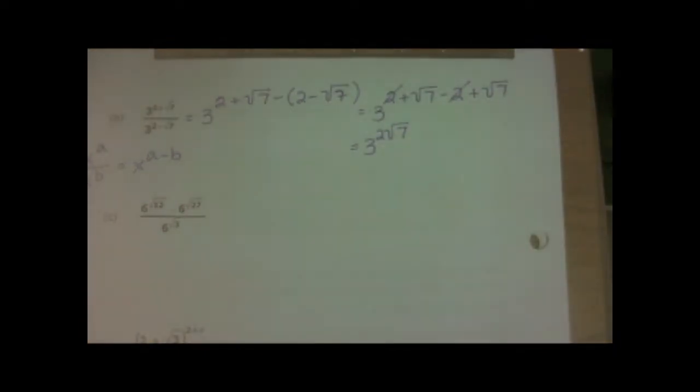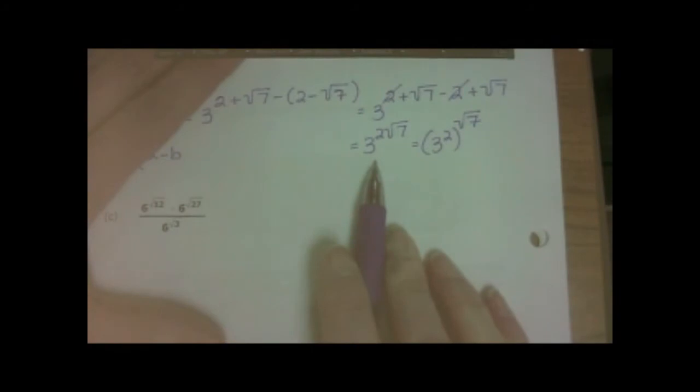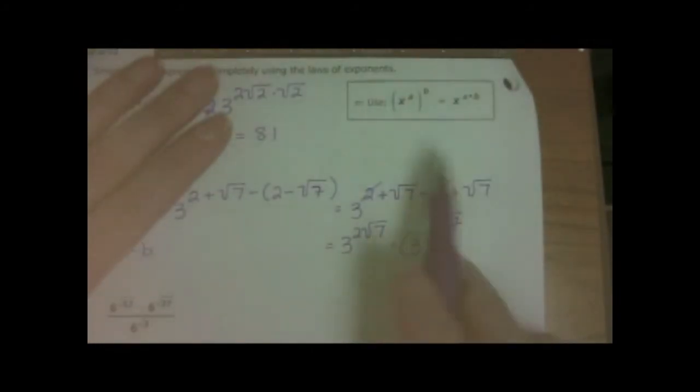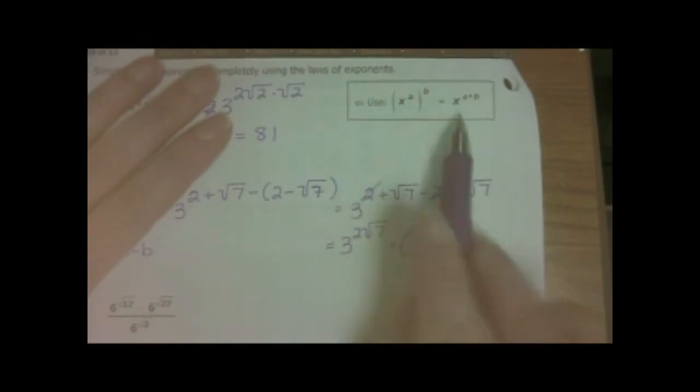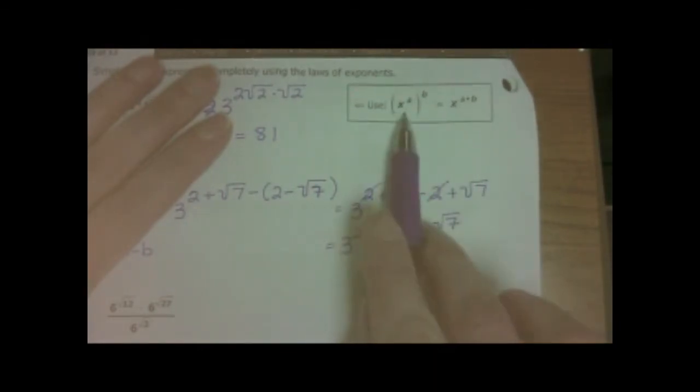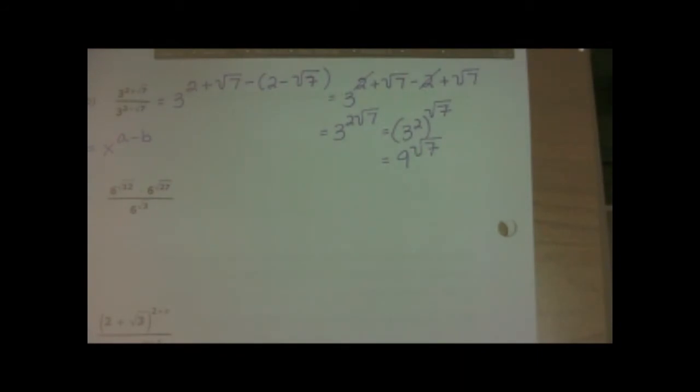And let's do what we did on one of the previous examples. Let's change this to 3 squared to the square root of 7 power. Now, the law that tells me I can do this is this law. I'm just going from this direction back to this direction. That's all I'm doing. But what it allows me to do is simplify 3 squared, which is 9 to the square root of 7 power. Still just using the same laws of exponents that you already know.